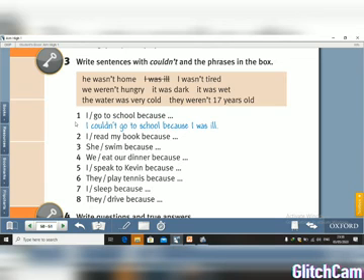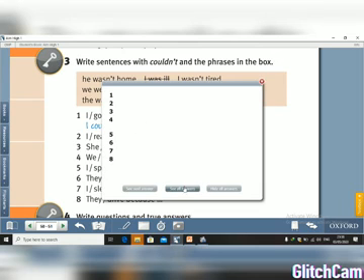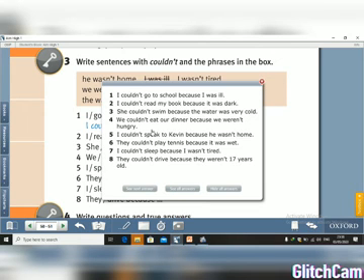Number seven, I couldn't sleep because I wasn't tired. They couldn't drive because they weren't 17 years old. Let's check our answers. Here are all the answers.